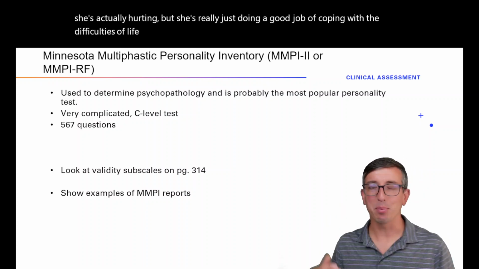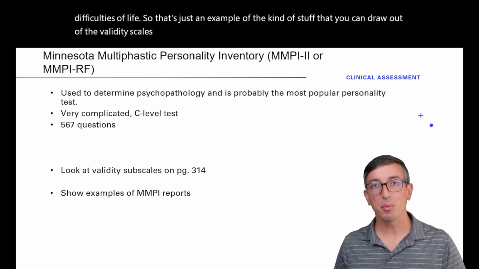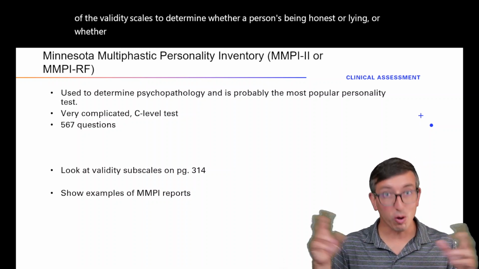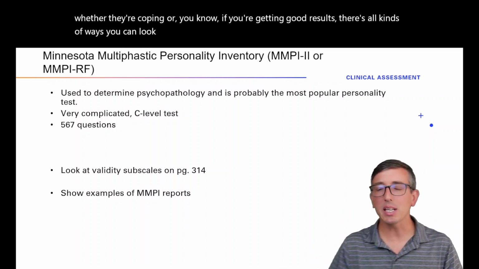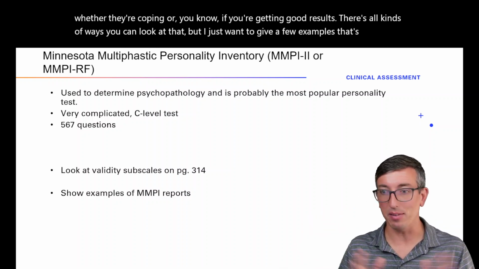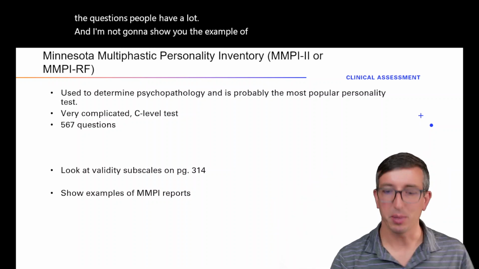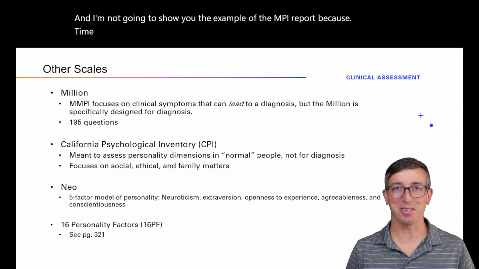So that's just an example of the kind of stuff that you can draw out of the validity scales to determine whether a person's being honest or lying, or whether they're coping, or if you're getting good results. There's all kinds of ways you can look at that, but I just want to give a few examples. That's one of the questions people have a lot. And I'm not going to show you the example of the MMPI report because of time. There's other ways to go look at it.